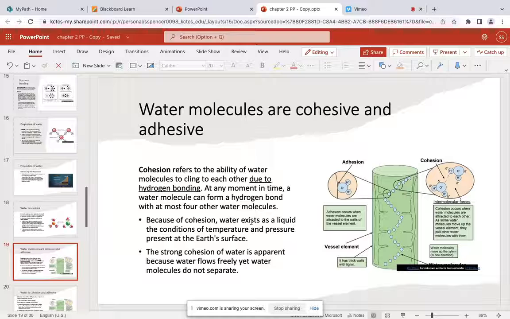So adhesion is whenever water adheres to another surface. So cohesion, water is able to exist as a droplet. Adhesion means that water can stick to other things or it can adhere to other surfaces. Again, I'll put a picture in here. It says adhesion occurs when water molecules are attracted to the walls of the vessel element. So it's just simply illustrating that water can stick to other surfaces, whereas cohesion just means water can exist as a liquid or as a droplet.